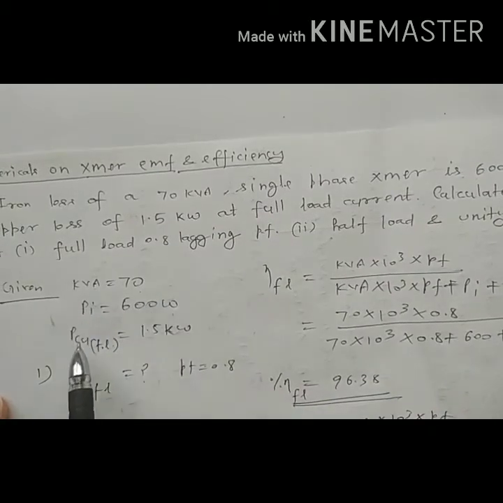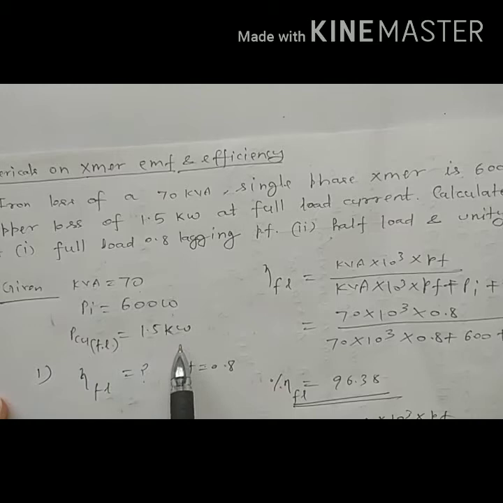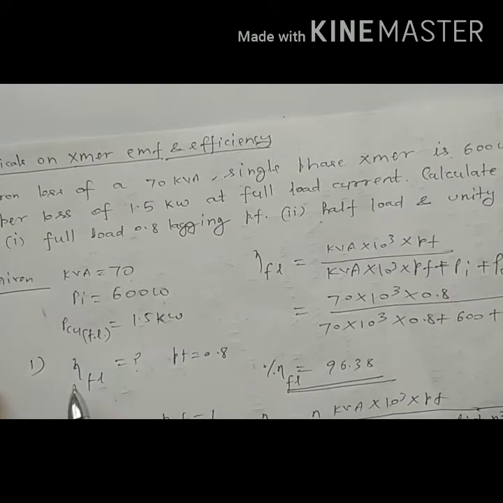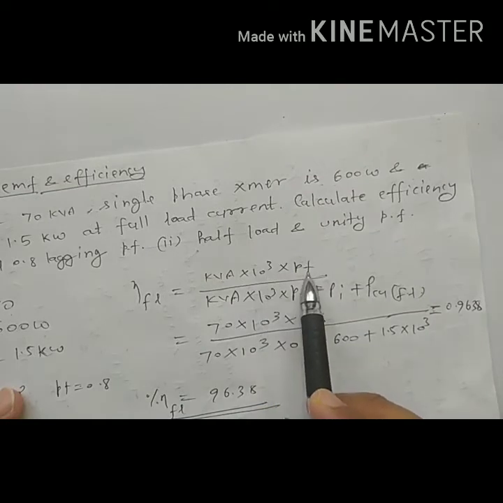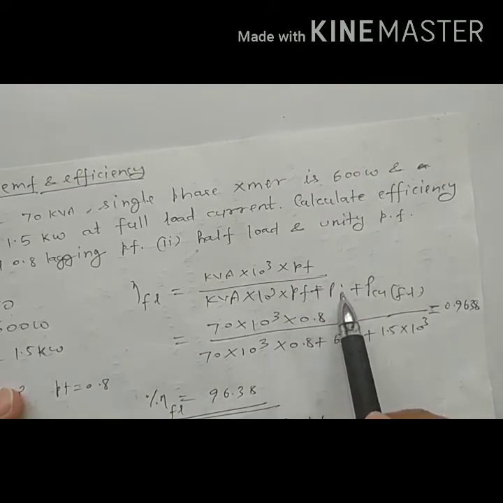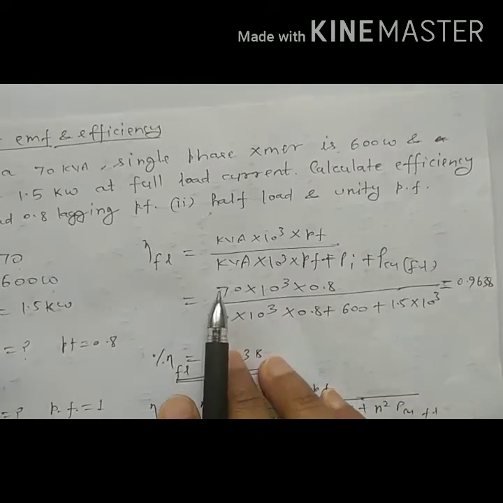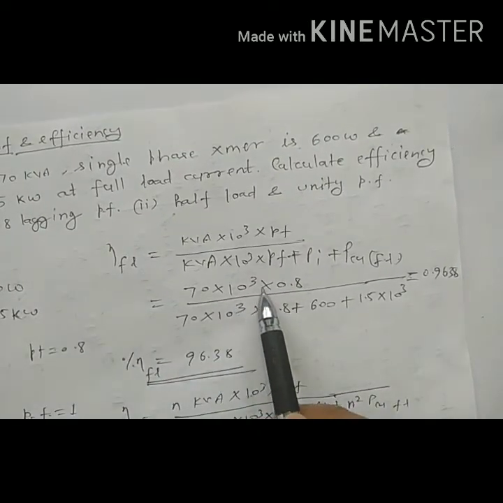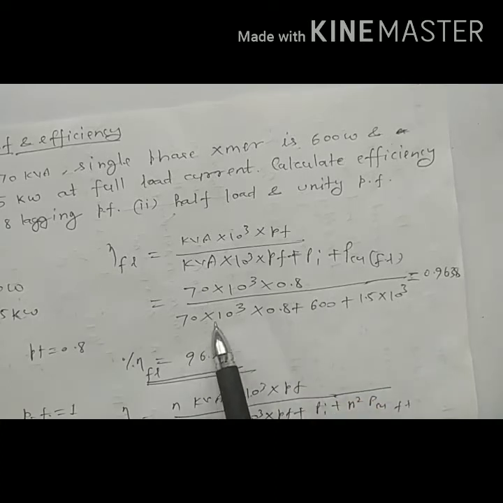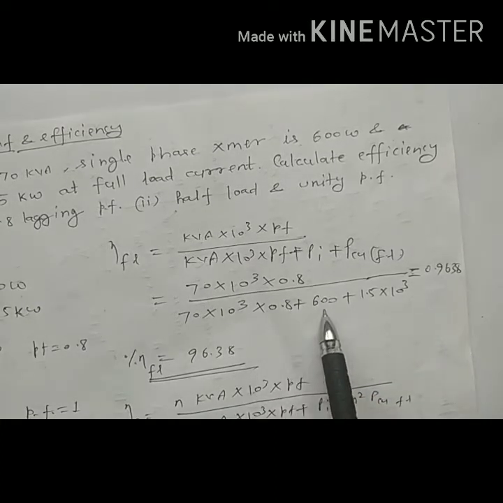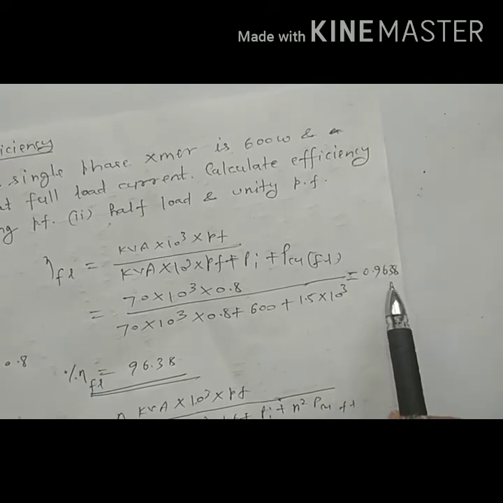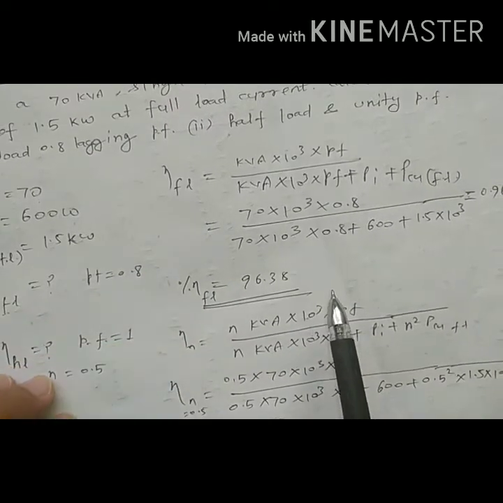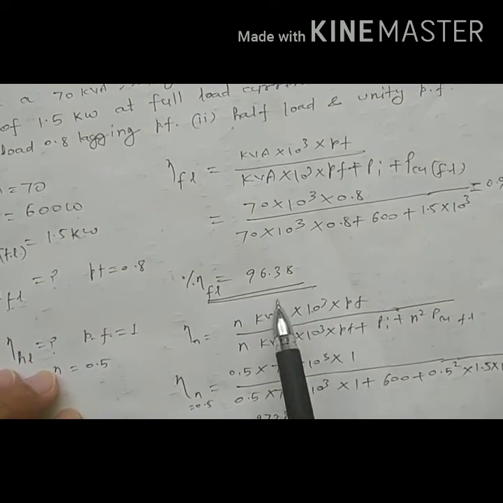What is given? kVA is given, iron loss is given, copper loss at full load is given 1.5 kilowatt. First they are asking what is efficiency at full load when power factor is 0.8. So efficiency at full load is kVA into 10 power 3 into power factor divided by kVA into 10 power 3 into power factor plus iron loss plus copper loss at full load. So putting values, 70 into 10 power 3 into 0.8 divided by 70 into 10 power 3 into 0.8 plus iron loss 600 plus copper loss 1.5 kilowatt, means 1.5 into 10 power 3. So it comes as 0.9638. Our efficiency at full load is 96.38%.